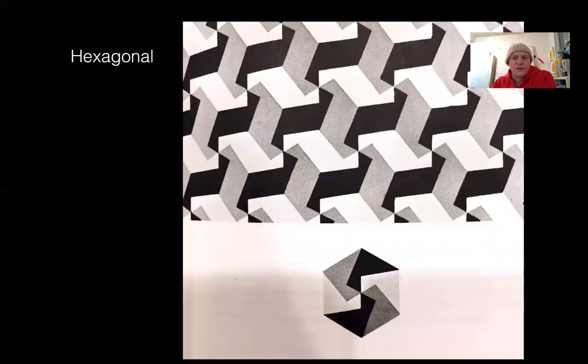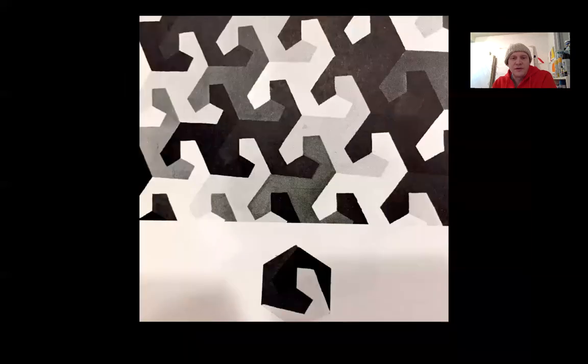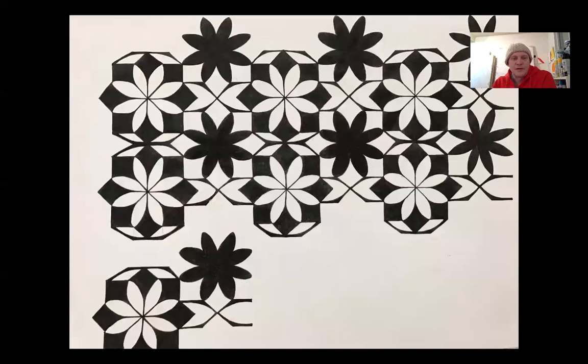A hexagon works as well. You can see how this one's really cool. Hexagon placed in there, and then all the complex shapes made up by the adjoining colors. Here's another hexagon. Really cool puzzle piece sort of design. Another example of the complex original scale.